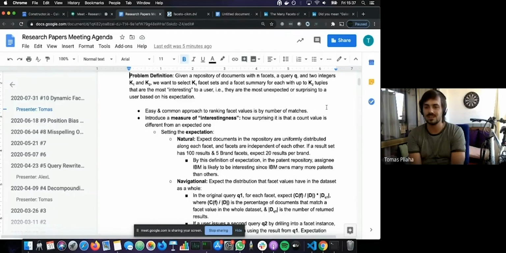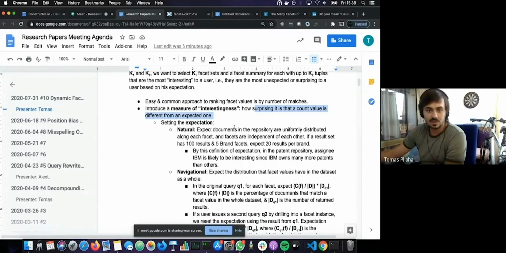So basically how surprising or how interesting it is that the count value is different from an expected value. So basically the user will have, broadly speaking, some expectation for facet counts. And if the count is much higher than what we expect, then we would call that interesting. And it's probably something that we want to present to the user. So there are two parts here. One part is setting the expectation. There are different ways to define what is the expected number of hits or matches. And then there's a part of diving into a bit more detail of how we define how surprising it is that the count value is different, or what interesting means.